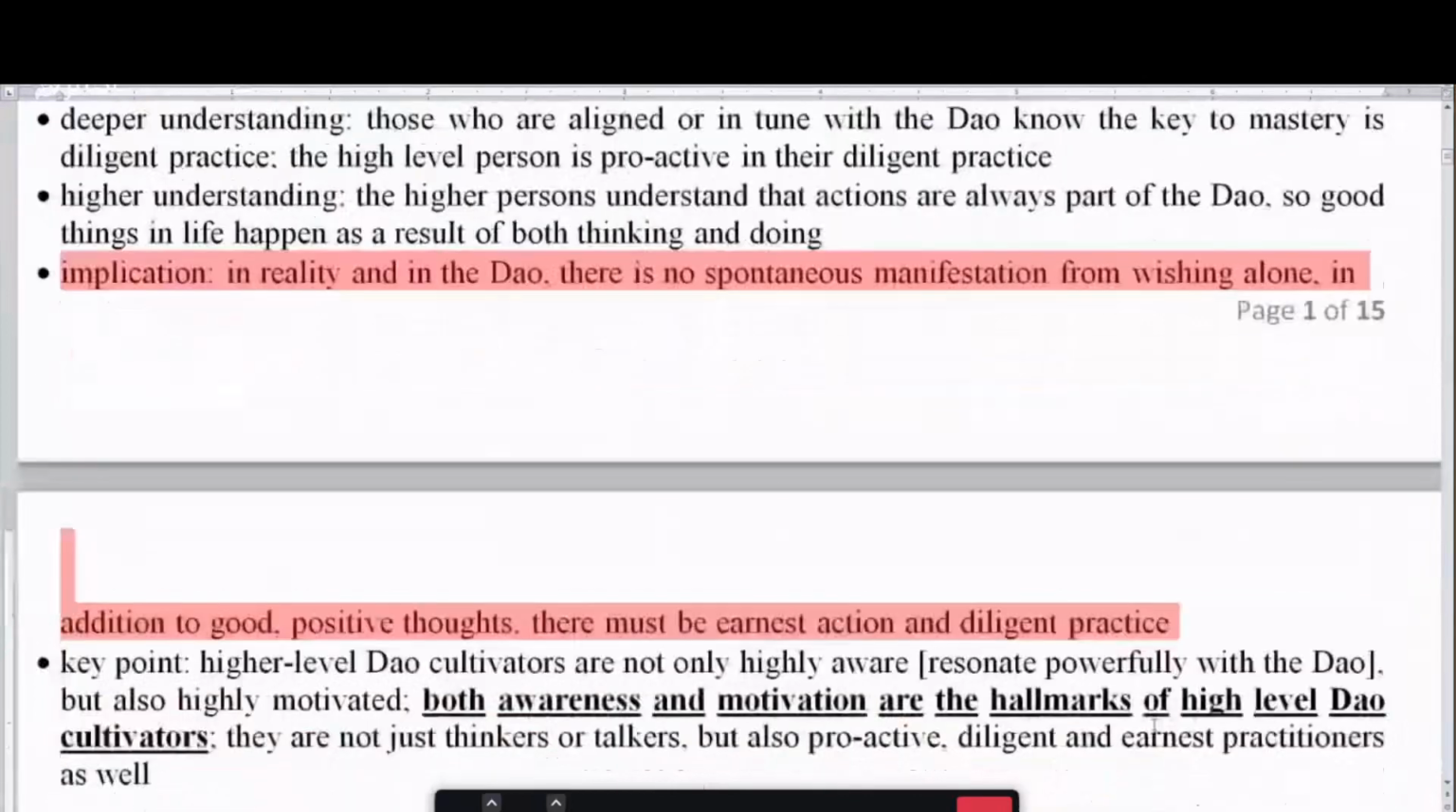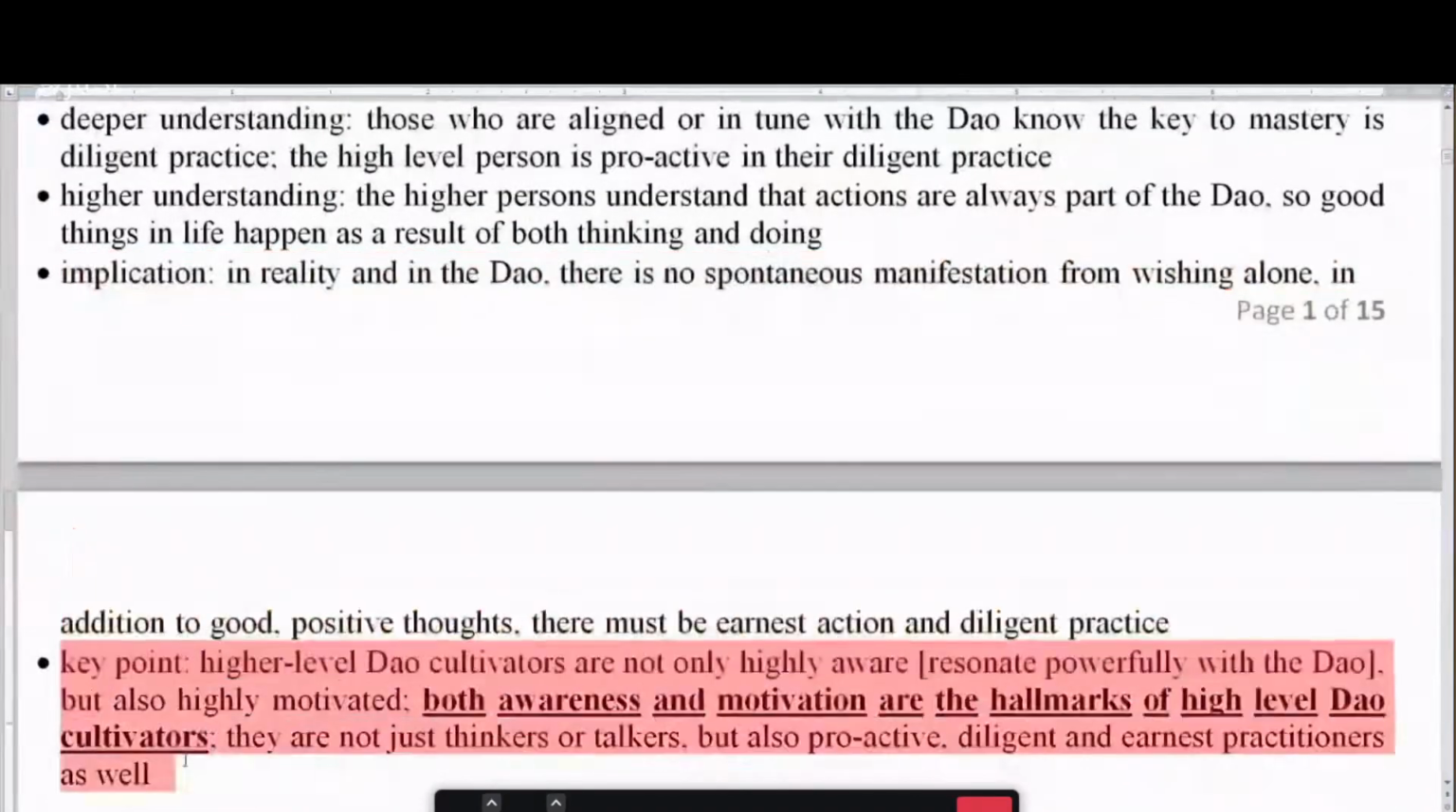That's important. The key point is that higher level Tao cultivators are not only highly aware, that is, they resonate powerfully with the Tao, they have a high level of awareness, but they are also highly motivated. So both awareness and motivation are the hallmarks, the key traits, of high level Tao cultivators.